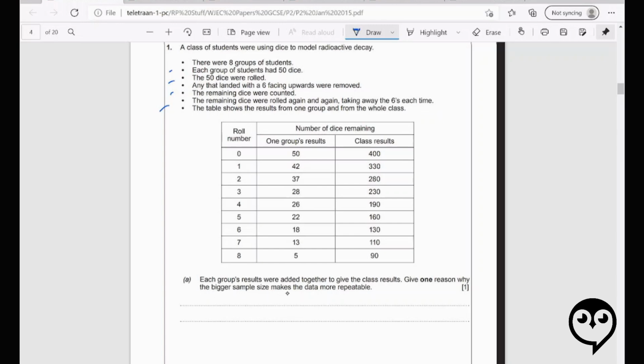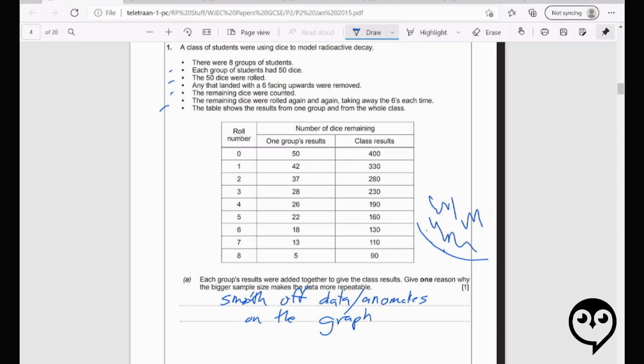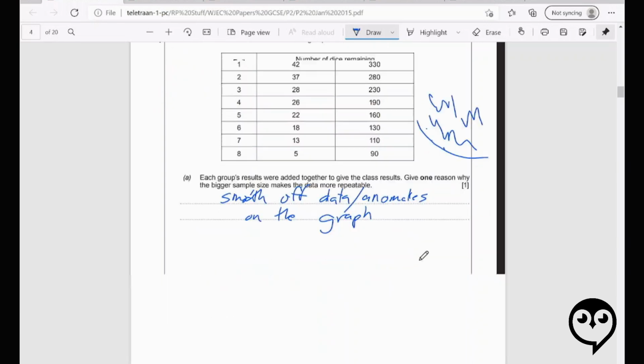One reason why the bigger sample size makes the data more repeatable. Well, if you've got some anomalies, because it's very random, you could get some really high or very low comparisons. What this will do is smooth out the data or any anomalies on the graph. Because, of course, remember, we are going to make a smooth curve. So we don't want any fluctuations. We want it to be kind of smooth. We don't want points making it jagged like a stock market. Okay, so I would say that that's fine for 1 mark.